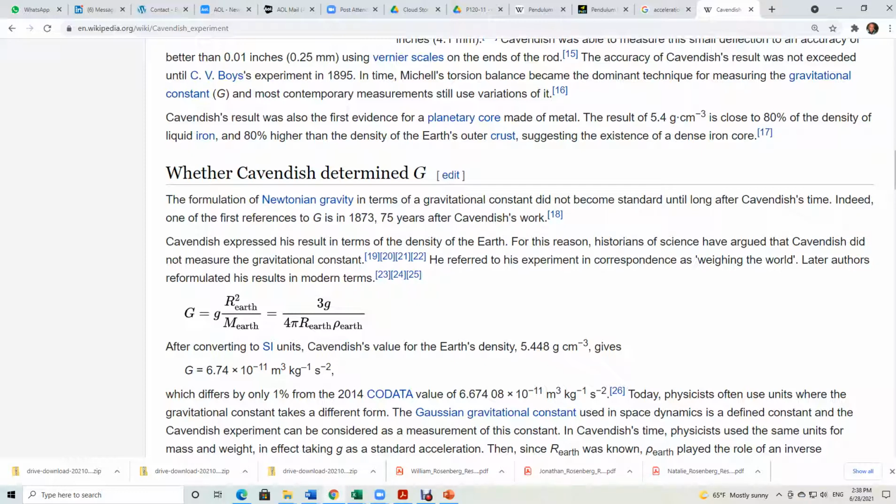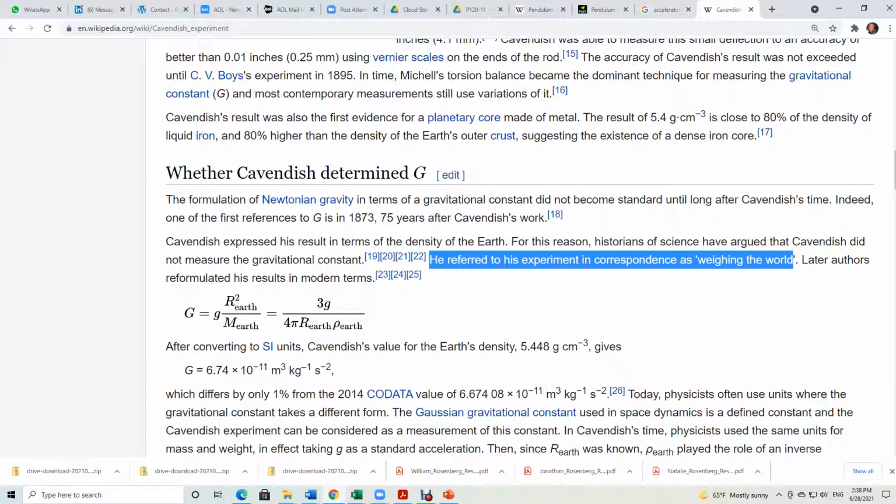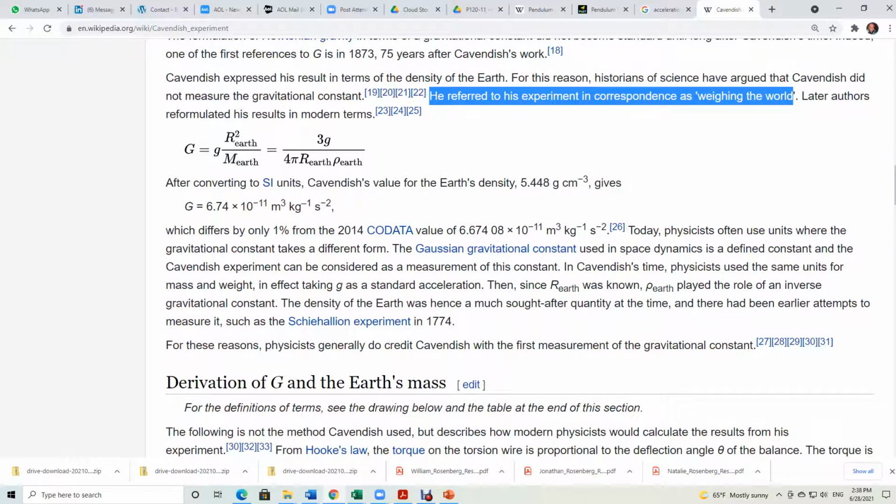Cavendish expressed his results in terms of the density of the Earth. So because of that, scientists argue that Cavendish did not measure the gravitational constant. Actually, what he did was to determine the mass of the Earth. Okay, but it is his experimental apparatus that we use today to measure G.